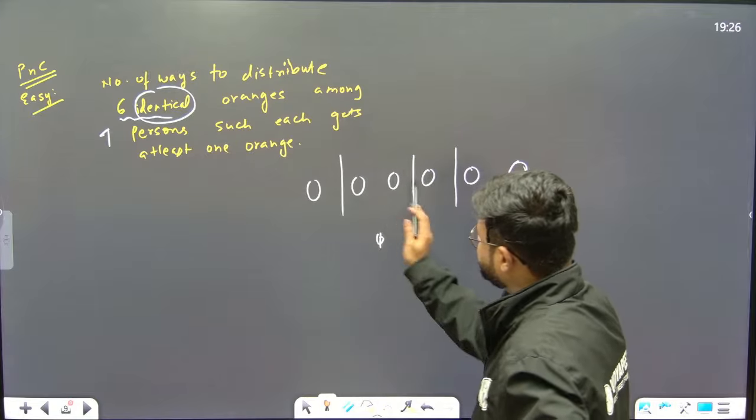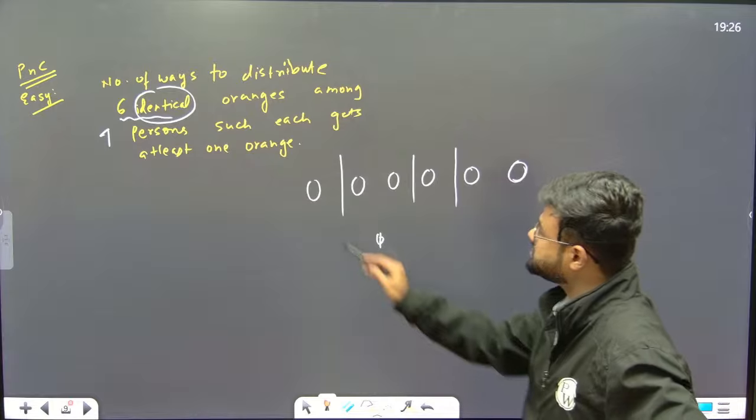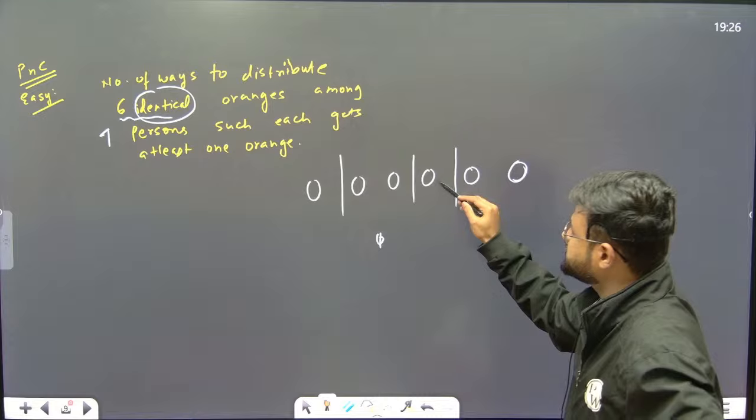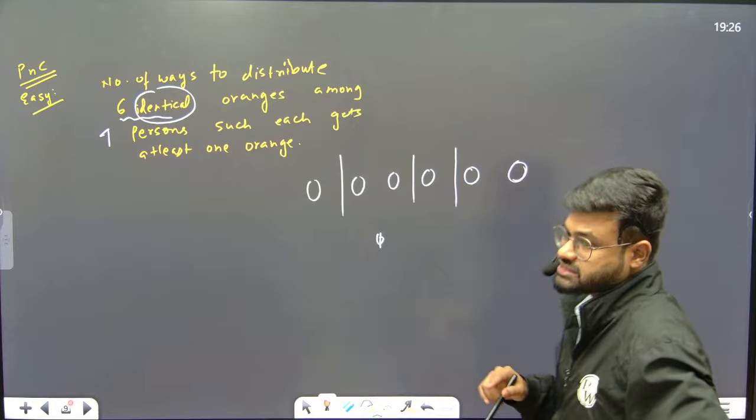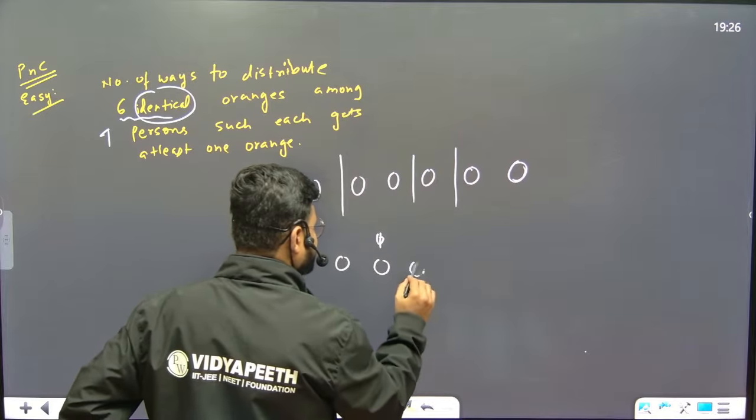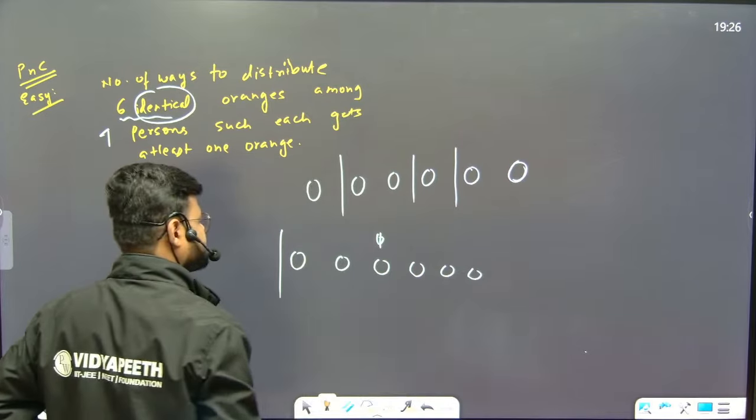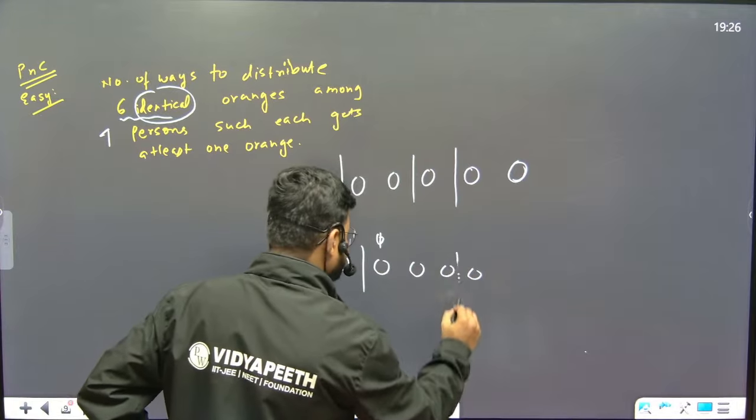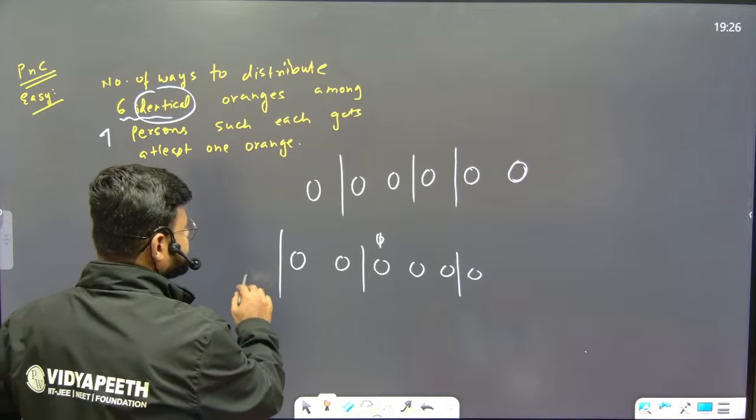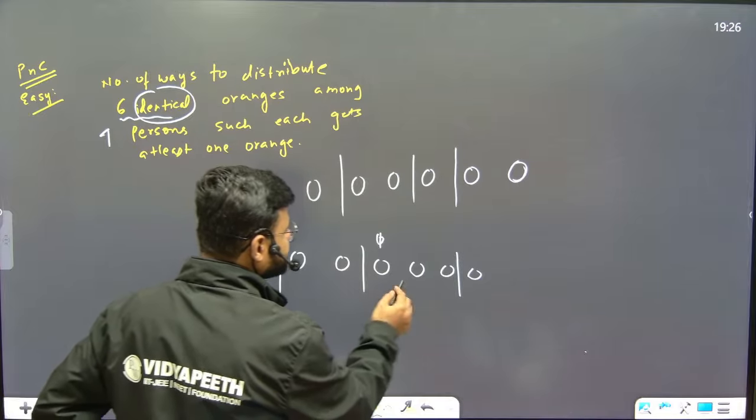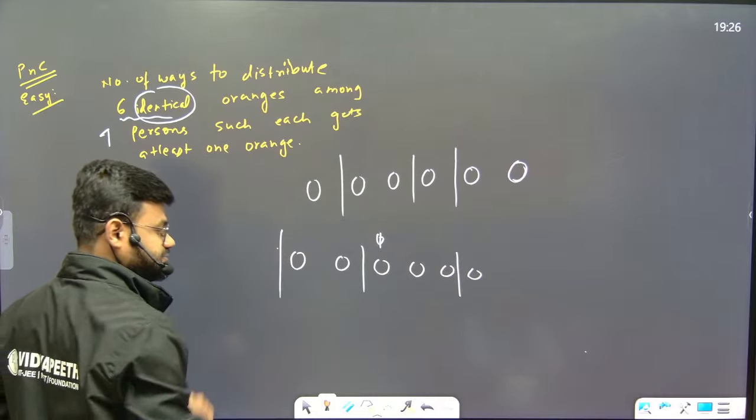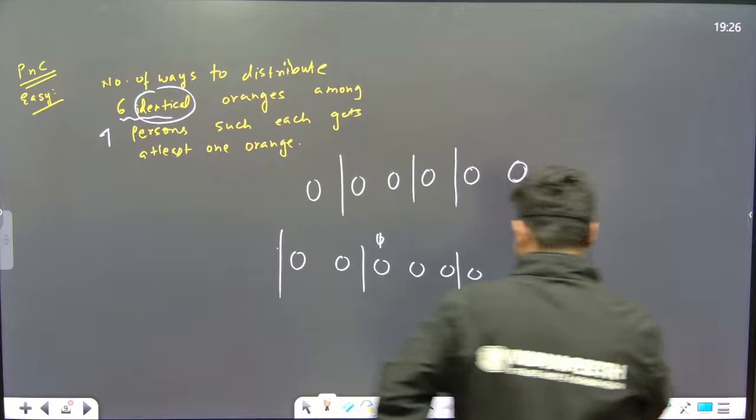So suppose if I place my lines like this, it means first person is receiving one orange, second person is receiving 2 oranges, third is 1, again 2. So here, at least 1 means I cannot place my lines like this. What does it mean? It means first person is getting 0 objects, second person 2 objects, third person 3 objects, fourth person is 1 object. But we cannot take this case, right?